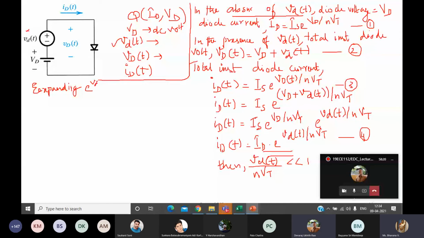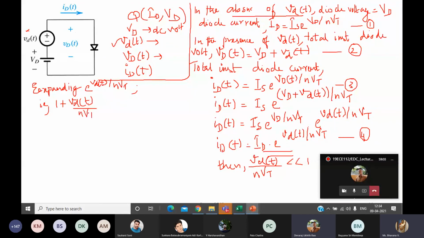e power Vd of t by nVt, expanding the exponential e power Vd of t by nVt and obtain the series, and use only the first two terms. That is, what will be the expansion? e power x is 1 plus x by 1 factorial. Only two terms you have to use. So here it will be 1 plus Vd of t by nVt.